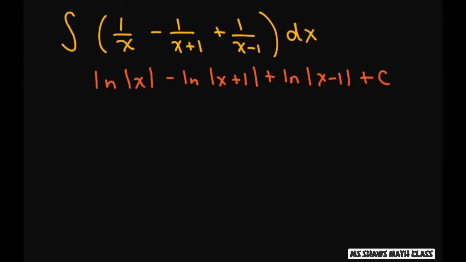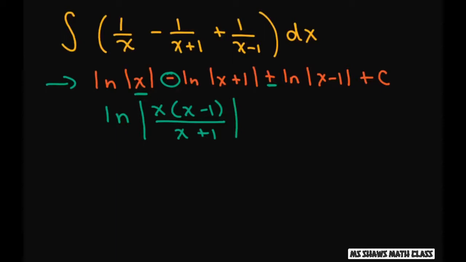So remember, when you're doing logs, you're reading from left to right. We want to write this as a single log. So ln, and the ones with the pluses put in the numerator, x times x minus 1, and the ones with the minuses put in the denominator. So that's going to be x plus 1, just make the absolute value here, plus C. And that will be your final answer.